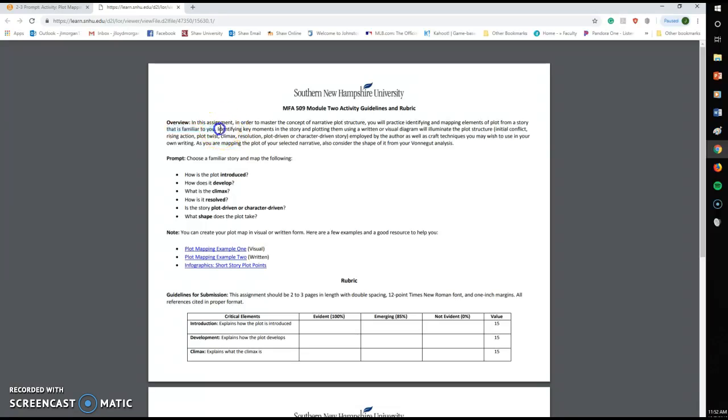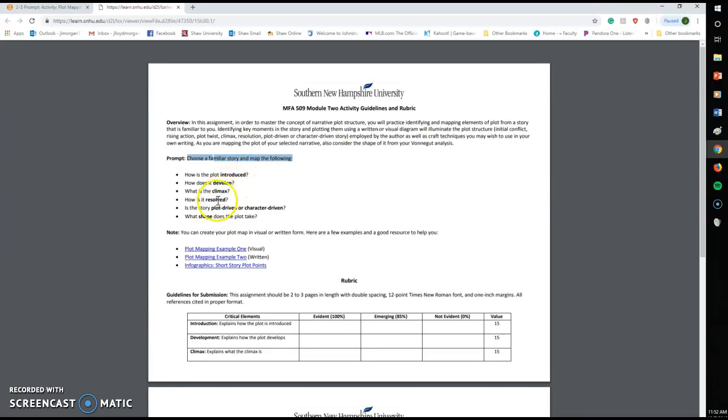Okay, and you're going to identify the key moments of the story and plot them using a written or visual diagram. So if you are a creative person and you like to do more creative stuff, then you can definitely use a visual diagram to help illuminate the plot structure, which is basically you're going to choose a story you're familiar with, and then you're going to answer these questions.